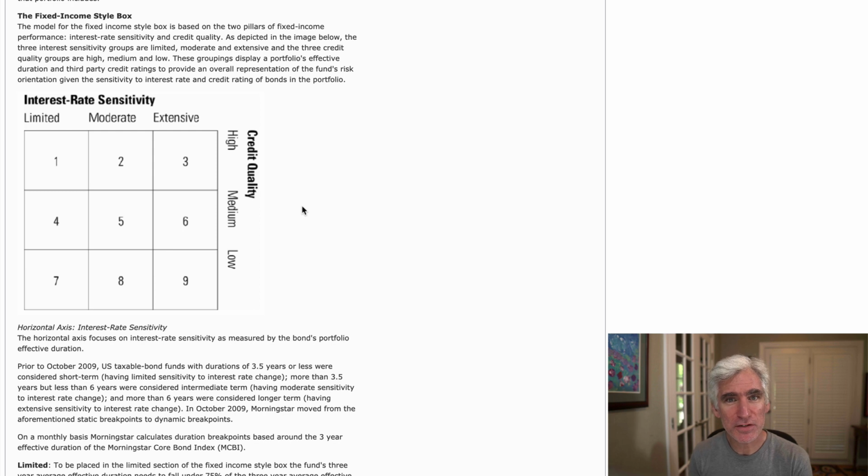Now, that raises an important question. Just how much does the value of a bond go up or down when interest rates change? And that's where we get to this interest rate sensitivity. Generally speaking, longer-term bonds are going to go up or down more as interest rates change than shorter-term bonds. And that kind of makes sense.